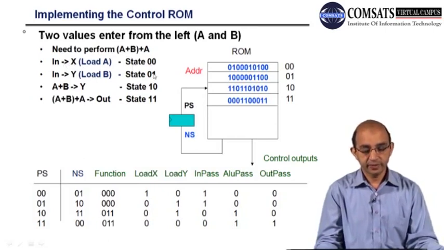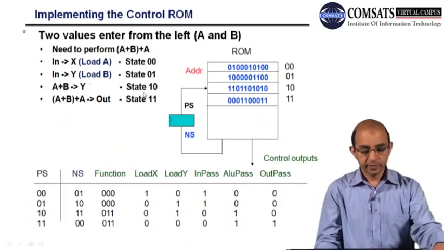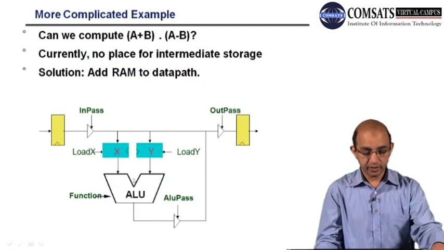Here you can see that we have defined different states. The ultimate goal is to perform this operation. Whenever we are at state 0, 0, loading has to be done in A. State 0, 1, loading has to be done in B. So if we go back, loading has to be done over here. 1, 0, we will be performing the addition, and now the ALU will come into action.